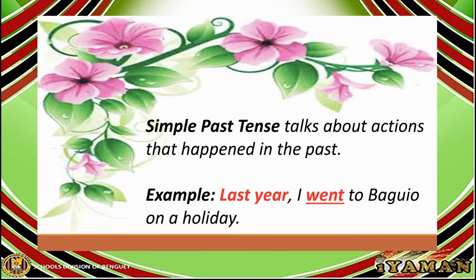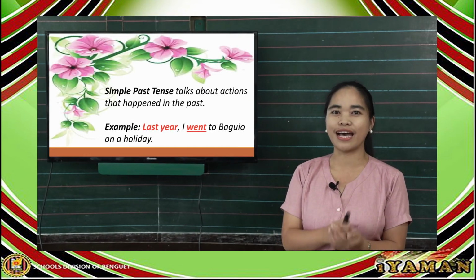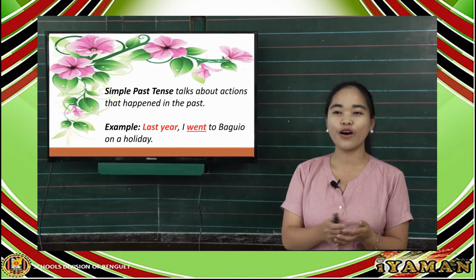So let's see. When we say simple past tense, this talks about actions that happened in the past. Let's take a look at the example. Last year, I went to Baguio on a holiday. Question, when did I go to Baguio? Last year, correct. And what is the verb in this sentence? The word went.